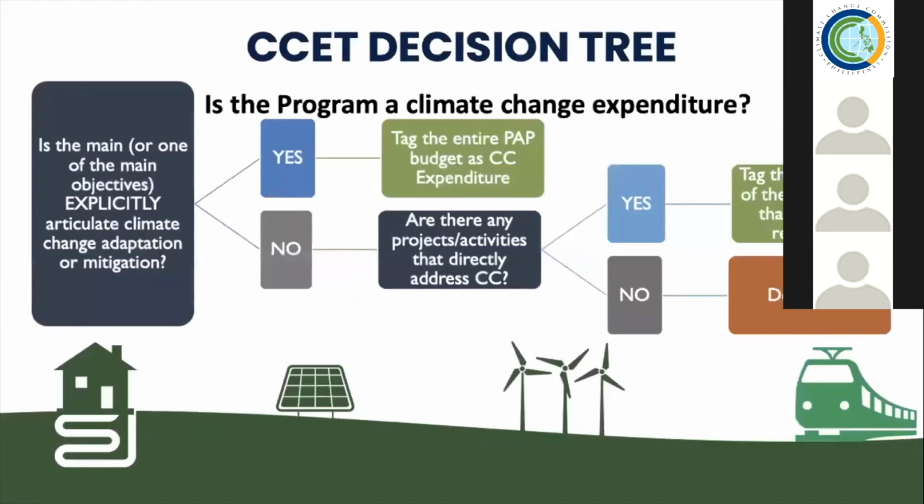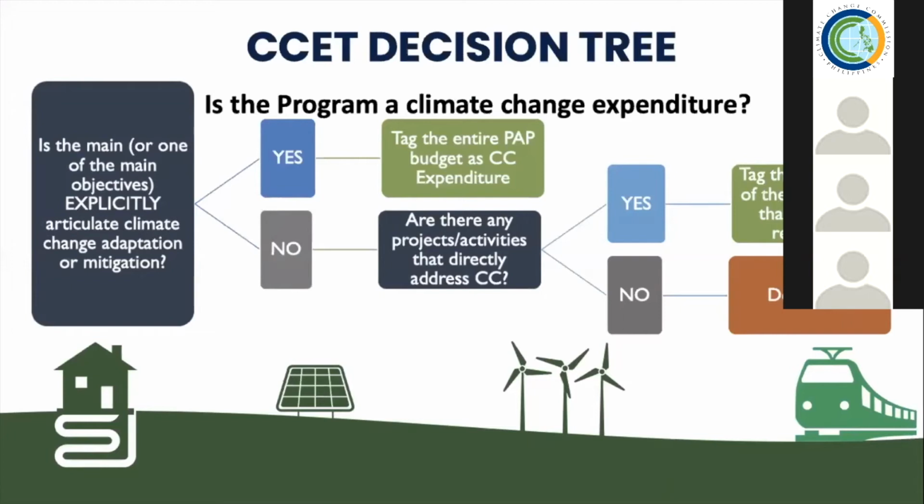Now, let's identify if the program is a climate change expenditure. By looking at the PAP, the agency should check if the main or one of the main objectives explicitly articulates climate change adaptation or mitigation. If yes, tag the entire PAP budget as climate change expenditure.